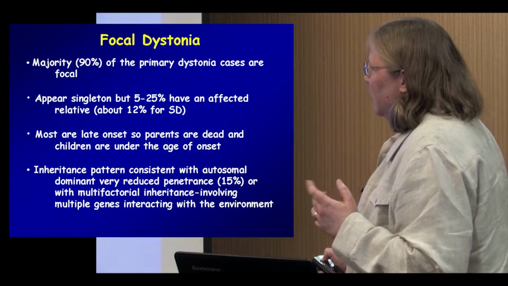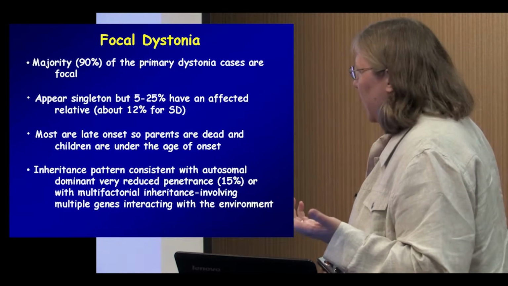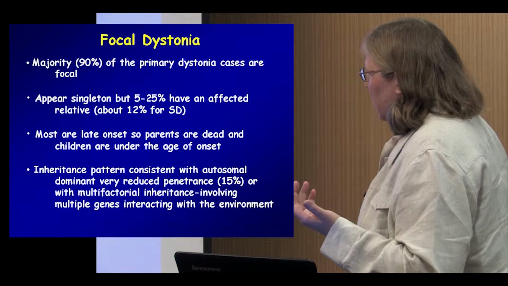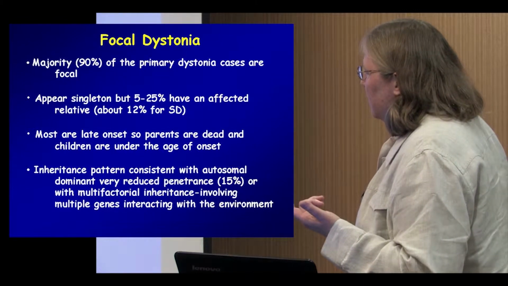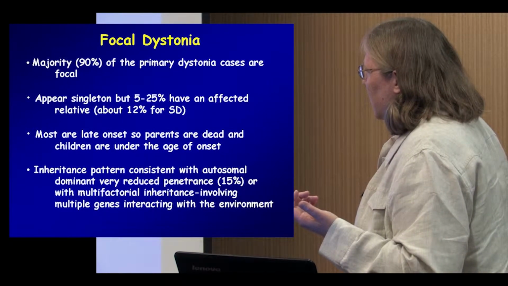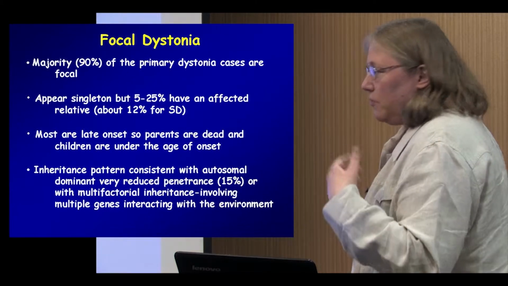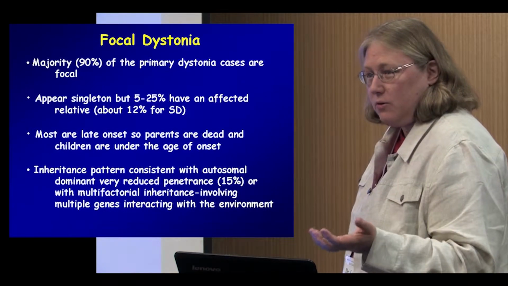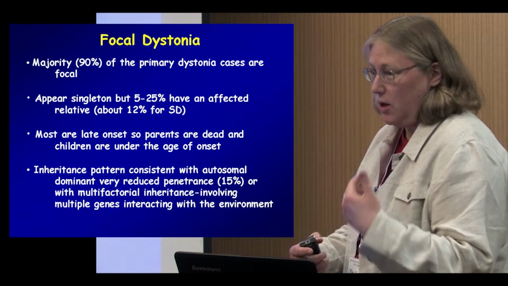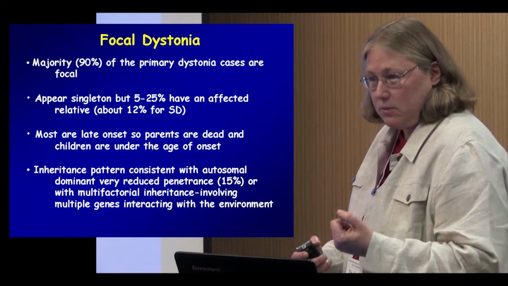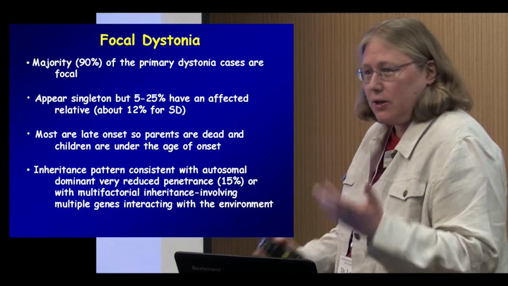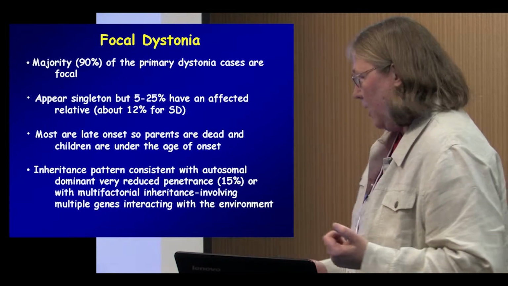Adult onset focal dystonias are actually the majority of primary dystonias, about 90%. But we do think that genetics is involved, because although many cases appear singleton, between 5 to 25% have an affected relative. Within spasmodic dysphonia cases, about 12% of people have a relative who is also affected with some form of dystonia. It doesn't have to be spasmodic dysphonia. It can be torticollis, it can be blepharospasm, it can be writer's cramp, but some other form of dystonia. And so that suggests again that there are some genes involved here somehow.